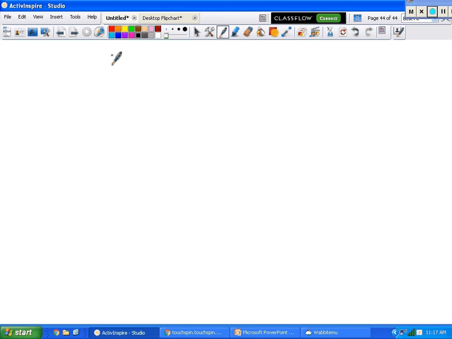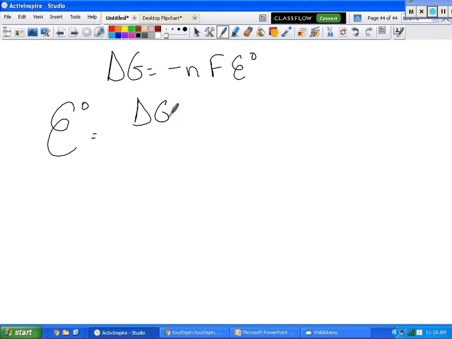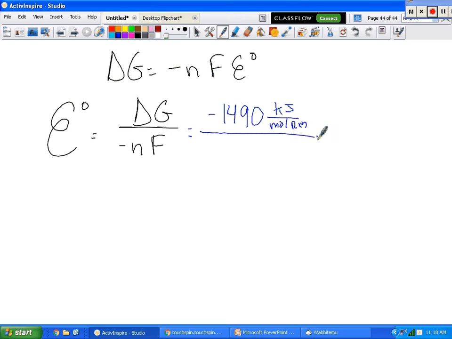Delta G equals negative N F E. So E, don't worry about it, Devin. We're just going to move on. So delta G is equal to negative N F E. You guys told me that delta G was negative 1490 per mole of reaction. N, we said, was 6 moles of electrons. And F. Who is F? Faraday's constant.